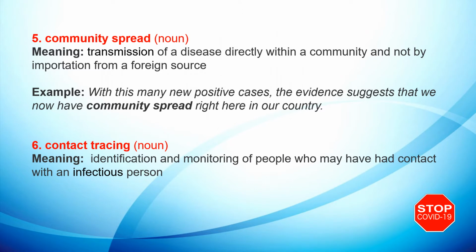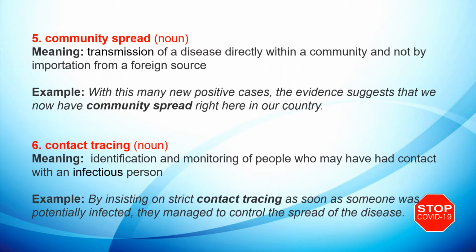Number 6. Contact tracing. Contact tracing, as a noun, meaning identification or monitoring of people who may have had contact with an infectious person. For example, by insisting on strict contact tracing as soon as someone was potentially infected, they managed to control the spread of the disease.